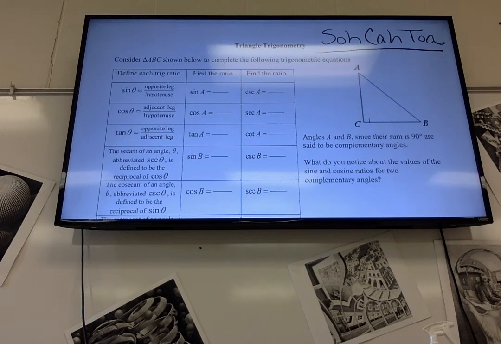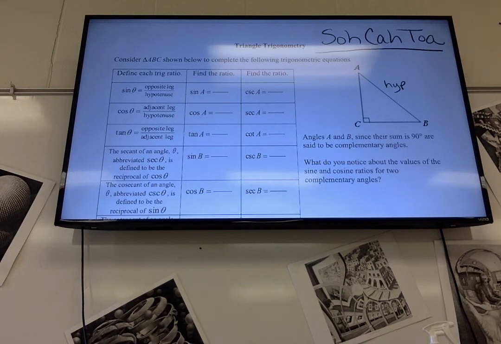So if I'm looking at this triangle on the right, which side would be the hypotenuse? AB. The hypotenuse never moves. The hypotenuse is always directly across from the right angle. So this is the hypotenuse.